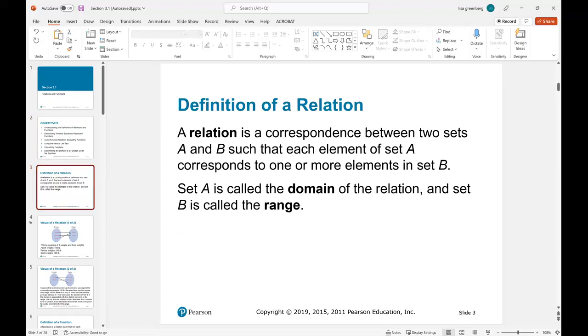So the definition, I'm going to read the definitions, and then I'm going to explain the definitions, because sometimes mathematical definitions are confusing to people. So a relation is a correspondence between two sets A and B, such that each element of set A corresponds to one or more elements in set B. So if we call set A the domain of a relation, and B is called the range. So I'm not sure that makes any sense to anybody.